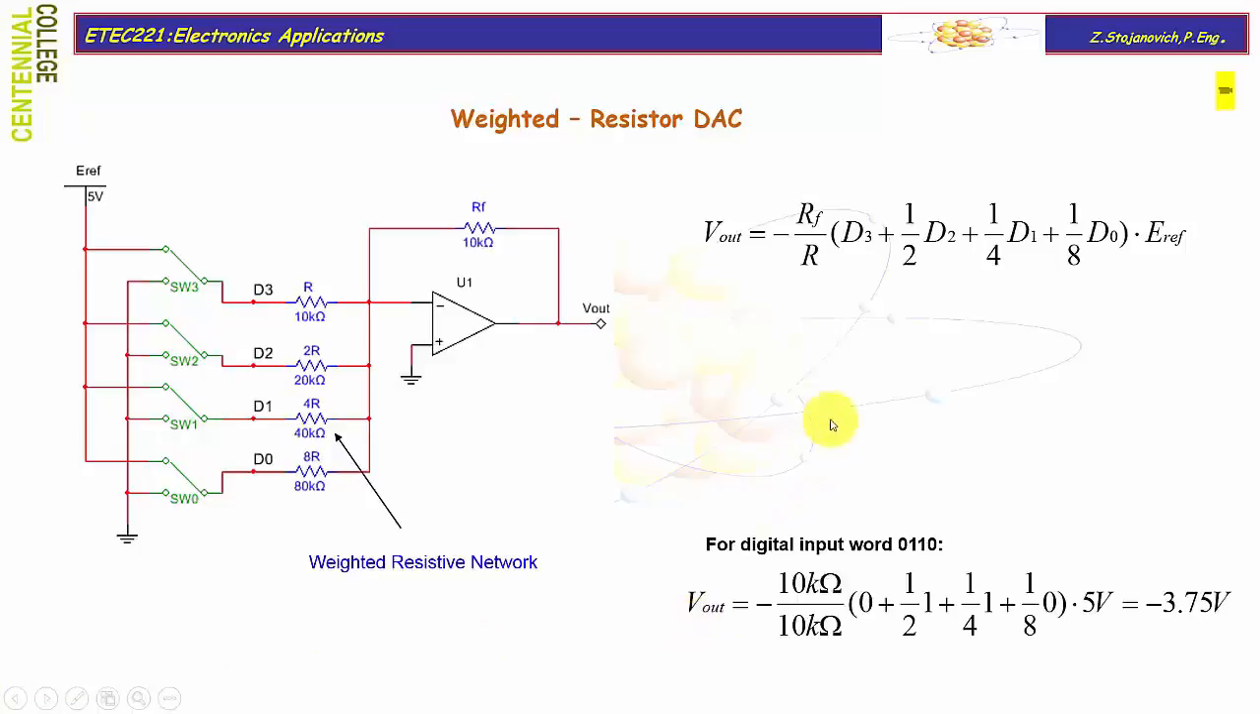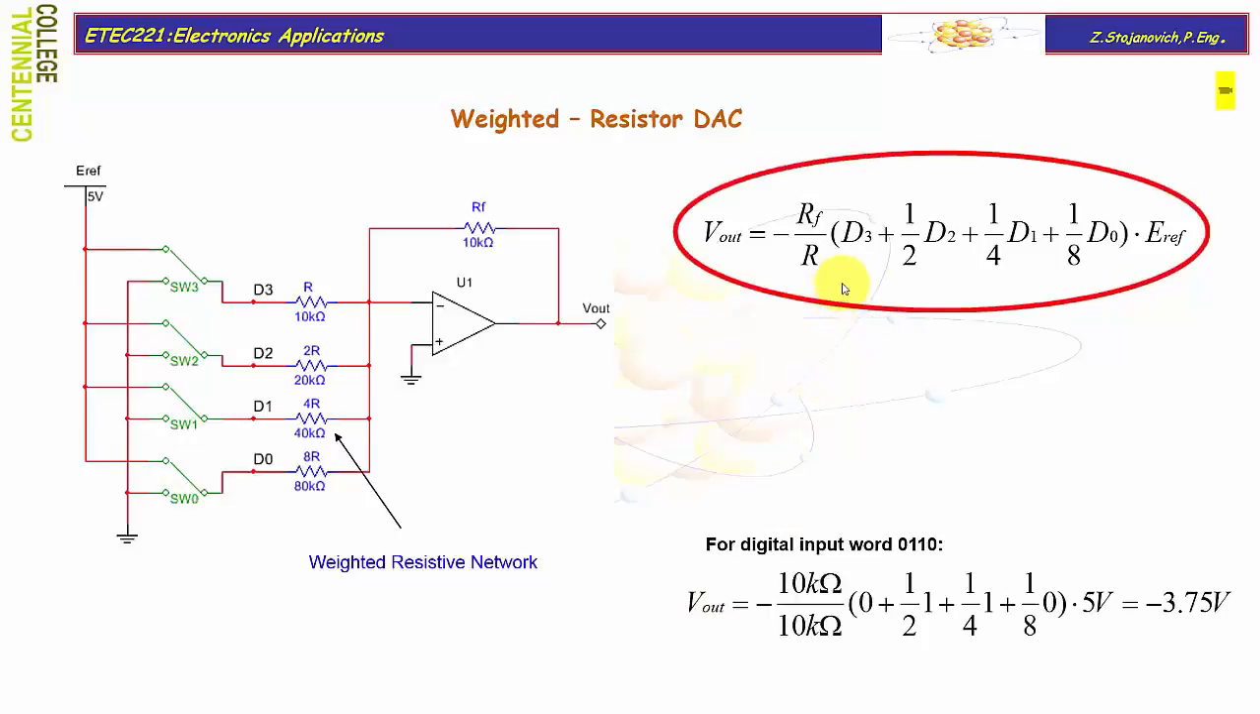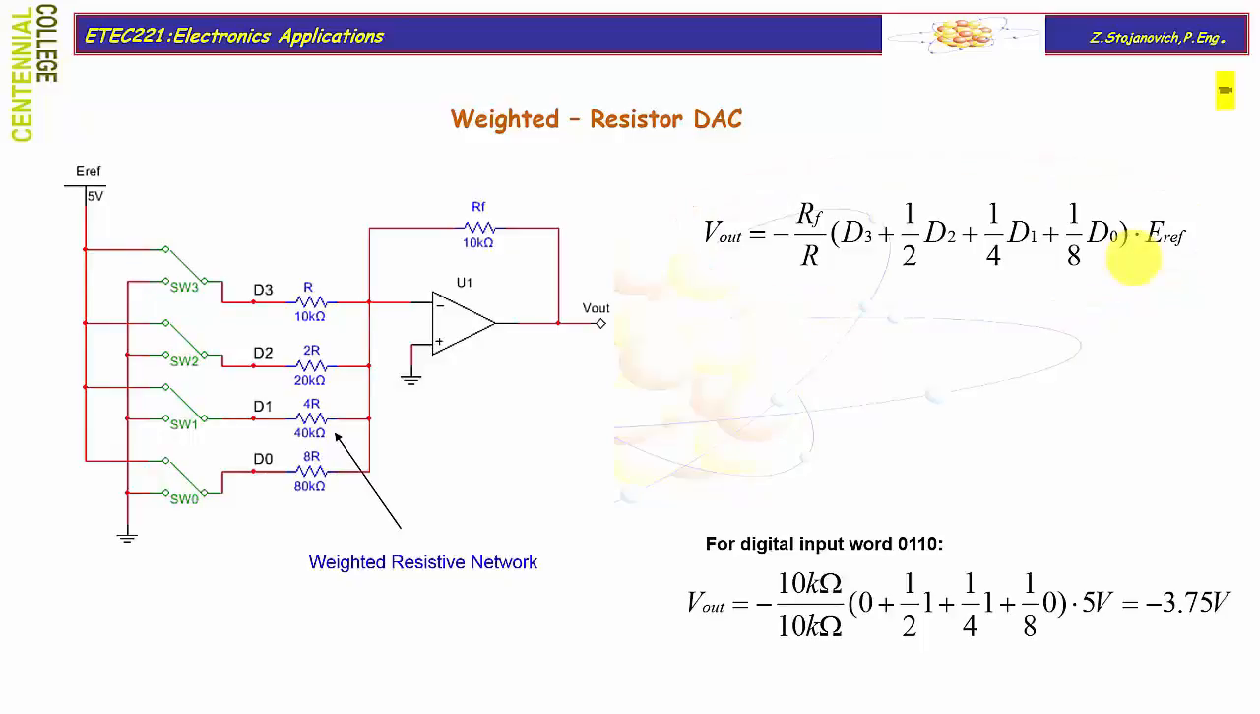So the total output voltage can be expressed in the case of a 4-bit DAC with this expression, where D3, D2, D1 and D0 operators are getting either value 0 or 1 depending on the actual word that is converted to analog voltage. In practical cases, RF is usually equal to R, so this ratio is 1 and we have a simple sum of all weighted sources EREF.